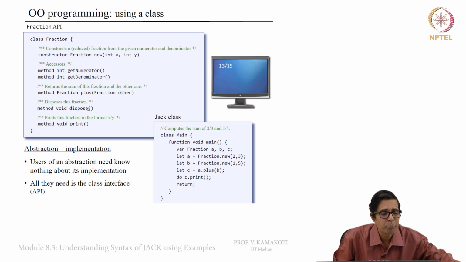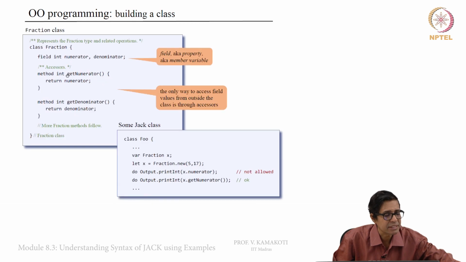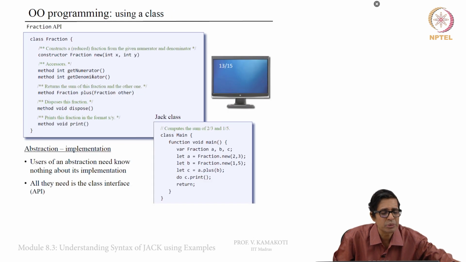Now, how do we populate this class fraction? Inside this class fraction, I have 2 fields. Field is a keyword and both of them are integers. One is a numerator, another is the denominator. So, these are all variables inside, and these 2 are the fields.